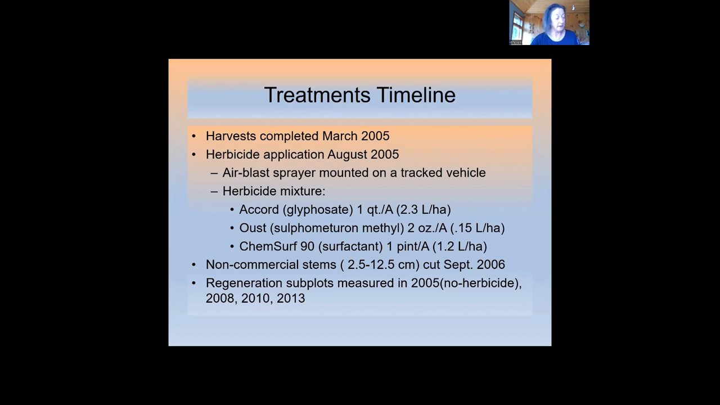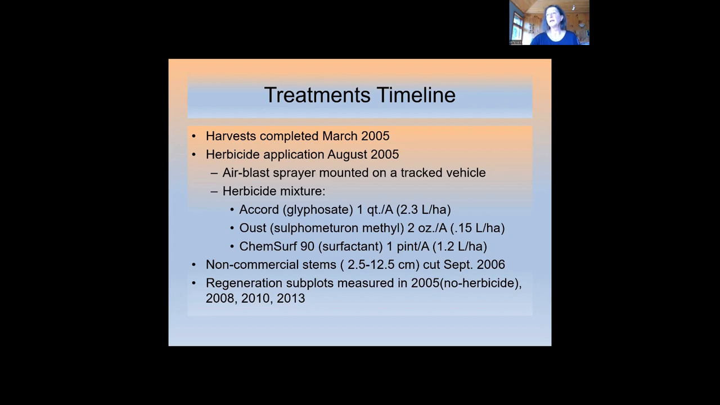Herbicide was applied in August, using an air blast sprayer mounted on a track vehicle. The mixture was glyphosate to control the woody vegetation. Oust is always added in that forest because there's a lot of herbaceous competition, especially from hay-scented fern. And then ChemSurf was added as a surfactant. In 2006, non-commercial stems of beech and striped maple were cut because they were not removed during the harvest, since it was a commercial harvest.